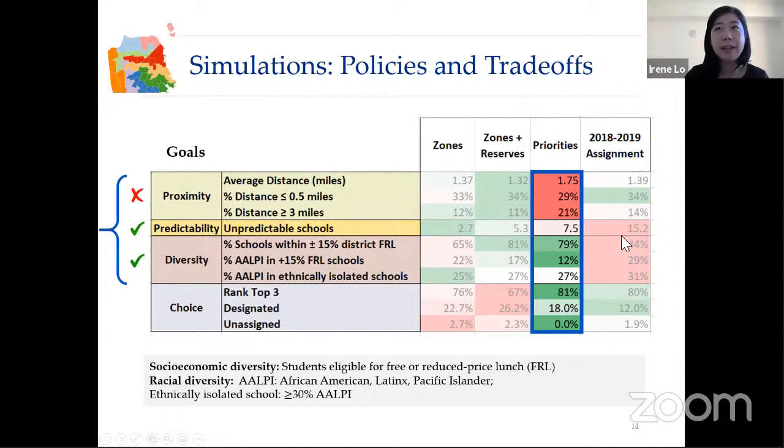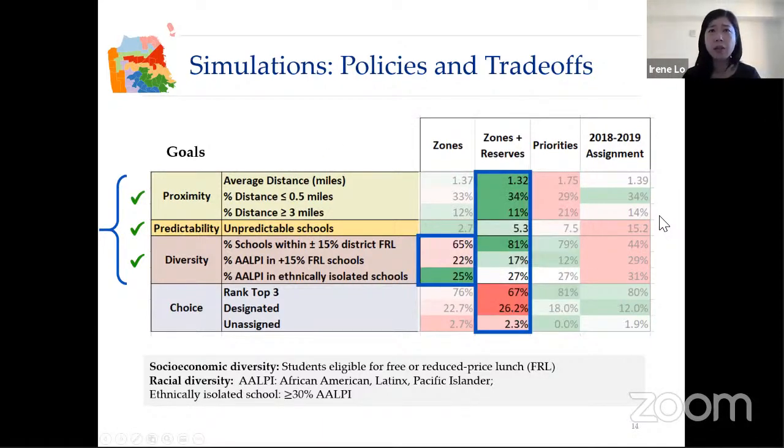But with priorities, what we see as the problem of giving district-wide choice is that proximity is not doing very well, because you can go anywhere in the district, people have to travel pretty far. And the district did not like this because it meant that it was more difficult for them to provide transportation and bus routes to serve all the families in the district.